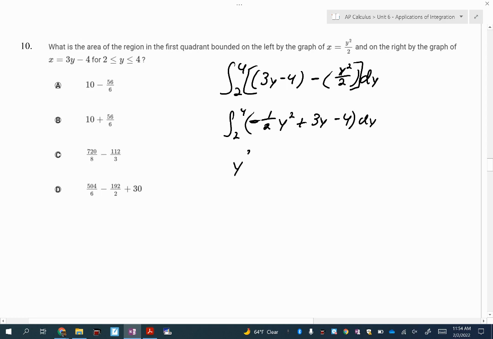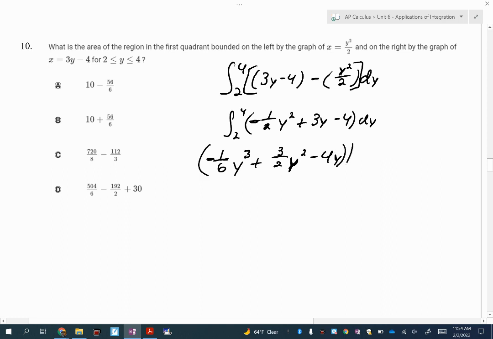So I know I need y cubed. And when I multiply that by whatever my constant is going to be, it needs to become negative 1/2. So I needed this to be negative 1/6, because 3 times 1/6 is 3/6. All right, so plus this is going to be y squared, and I need that to be a 3, so I need 3/2 in front there. And then this is going to be minus 4y.